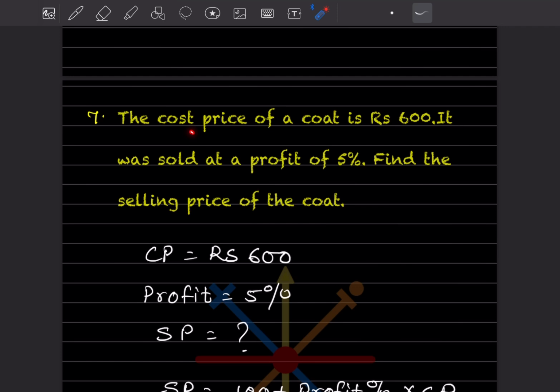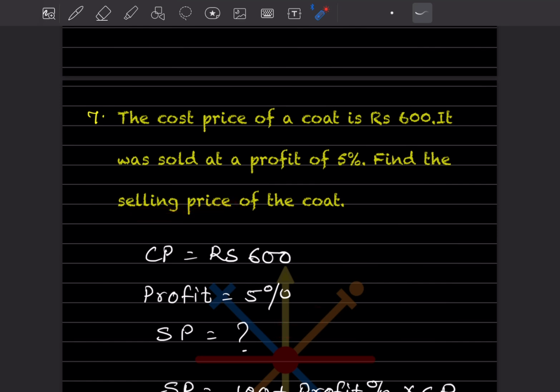The cost price of a coat is rupees 600. It was sold at a profit of 5%. Find the selling price of the coat. The cost price is given, so we write the given things first. Cost price is 600. Profit is given as 5%, and we don't know the selling price.